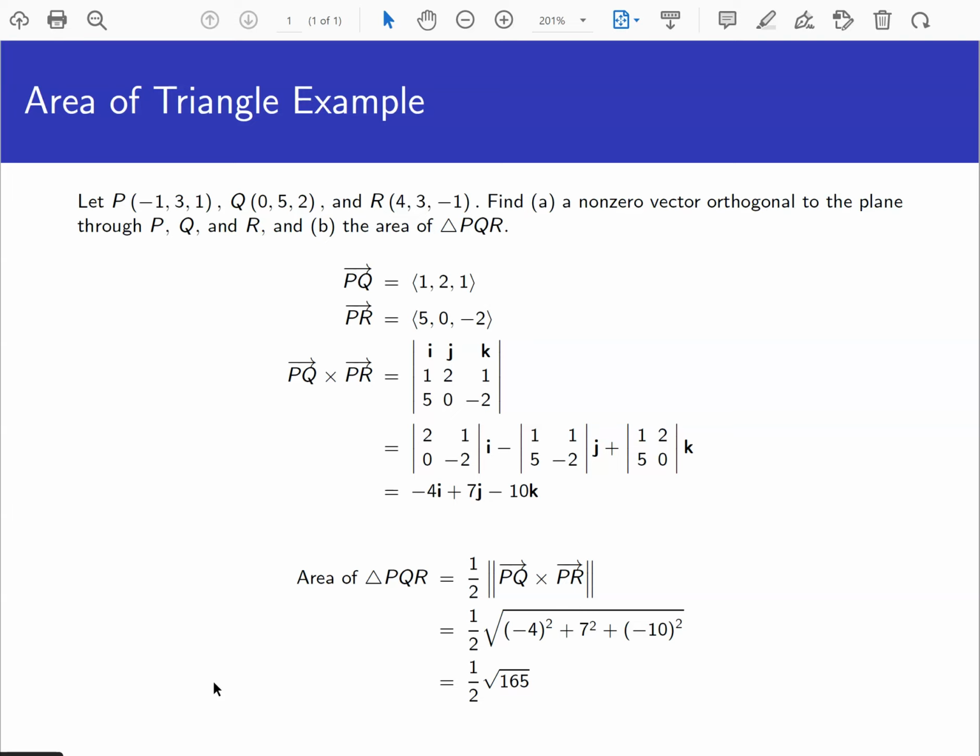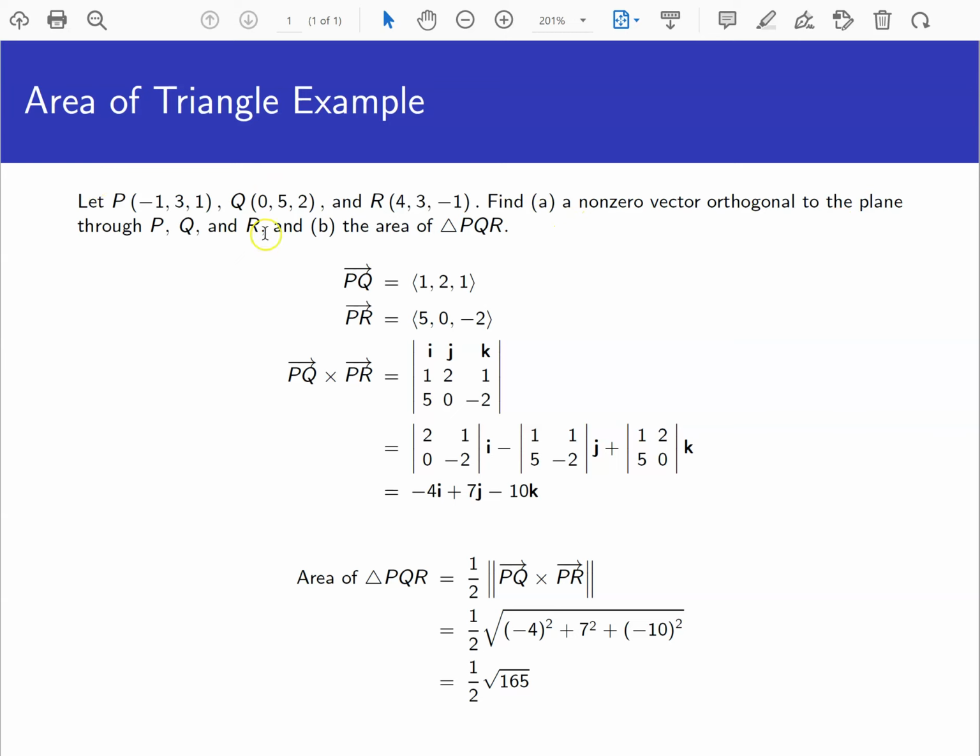We can check pretty quickly that the 3 points are not on the same line. Easiest way to do that, start at P, go to Q, start at P, go to R. If the two vectors that you find are parallel to one another, then those 3 points are actually on the same line, and now we don't have a plane to consider anymore.